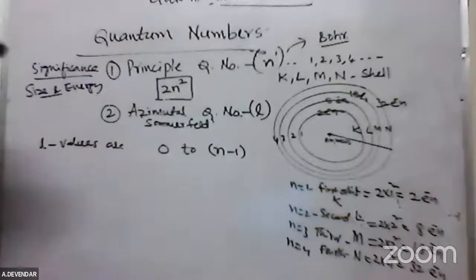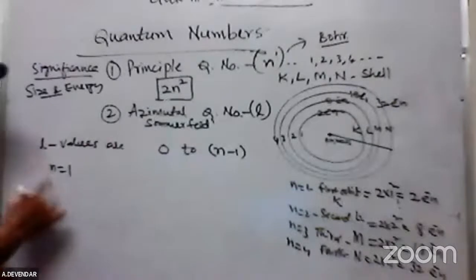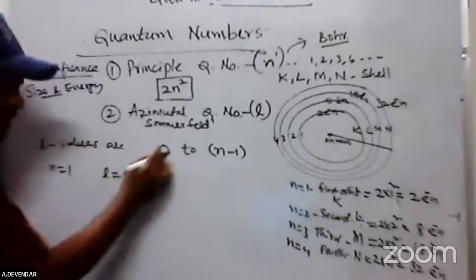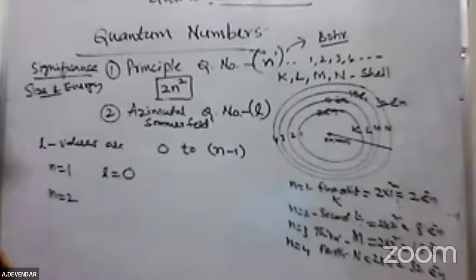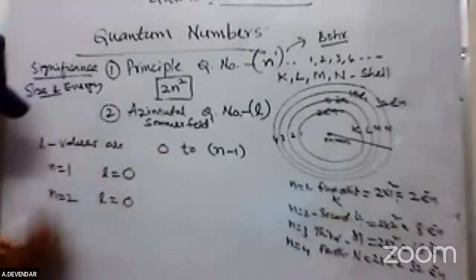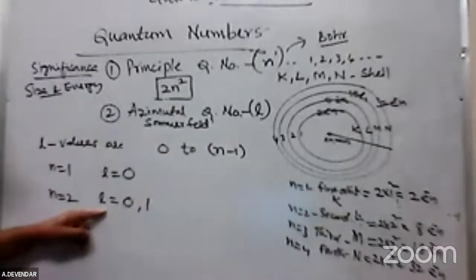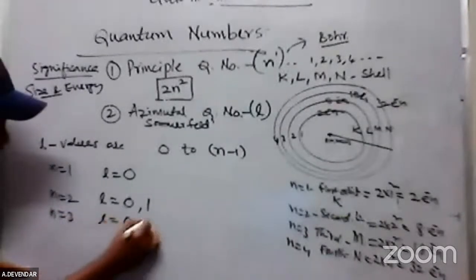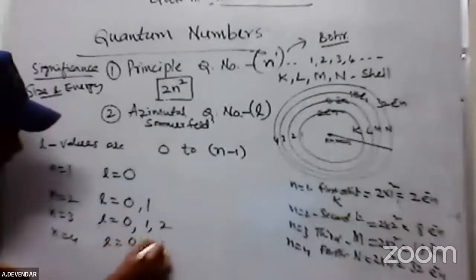Sir, what does that mean? Suppose we see the example: n is equal to 1 means first orbit. In the first orbit, what is the L value? 1 minus 1 means 0, so L is equal to 0. N is equal to 2 means second orbit. 0 is there, next is 2 minus 1, which means 1. So L values are 0, 1. If n is equal to 3, L is equal to 0, 1, 2. N is equal to 4, L is equal to 0, 1, 2, 3.